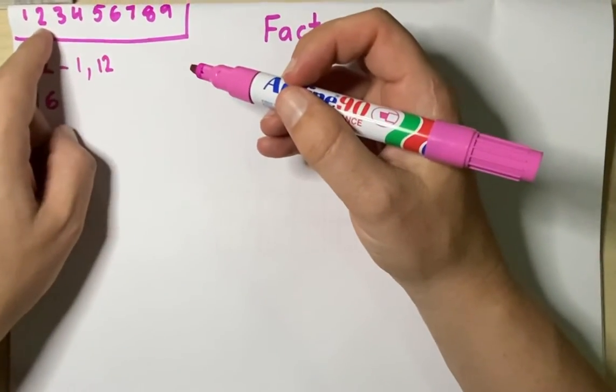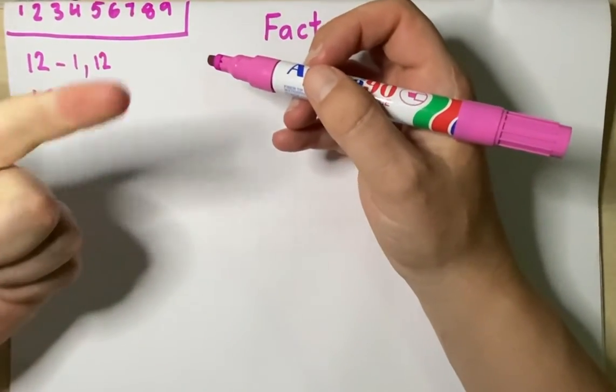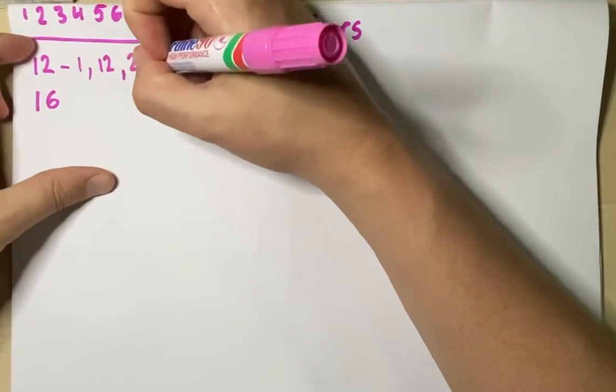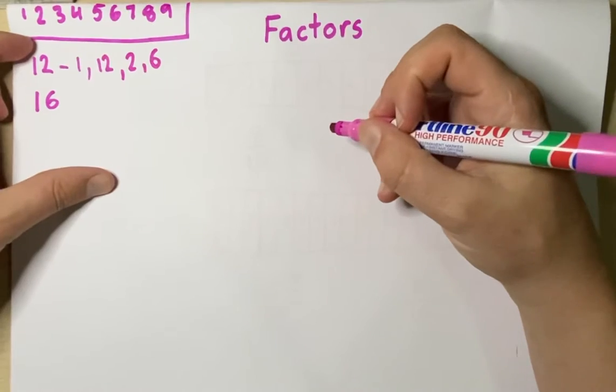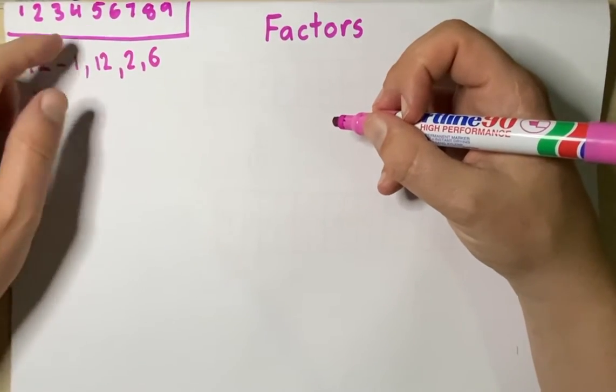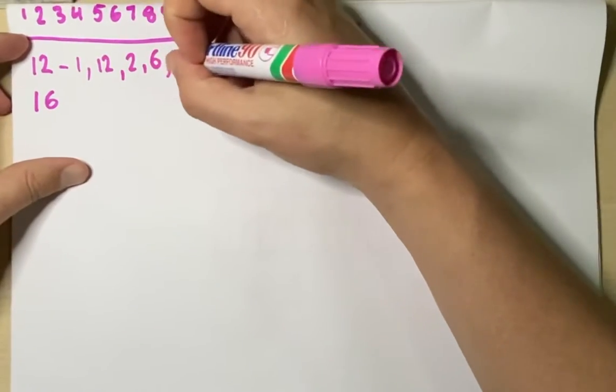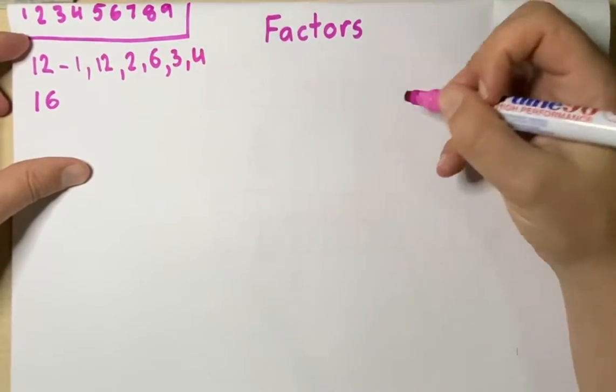Now we'll test 2. How many times does 2 go into 12? 2, 4, 6, 8, 10, 12, 6. So 2 and 6 are factors of 12. Let's test 3. 3, 6, 9, 12. So 3 times 4. So 3 and 4 are factors.